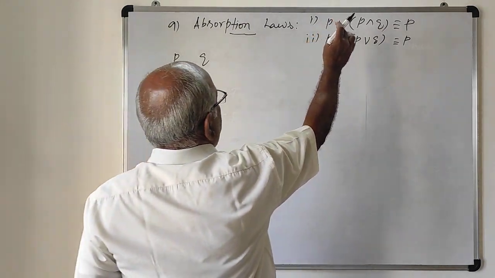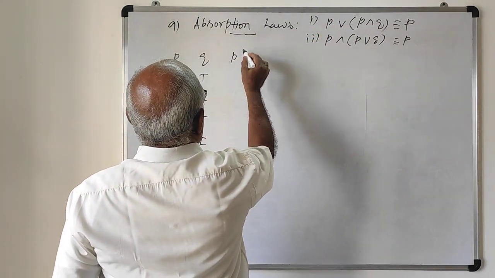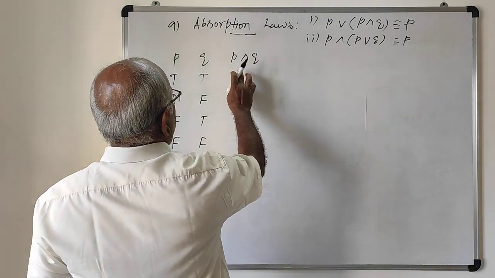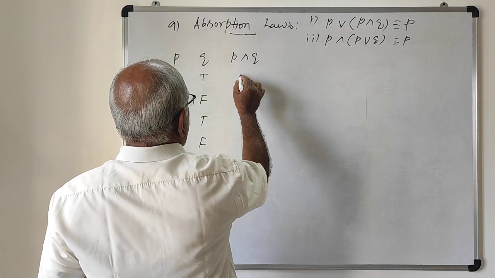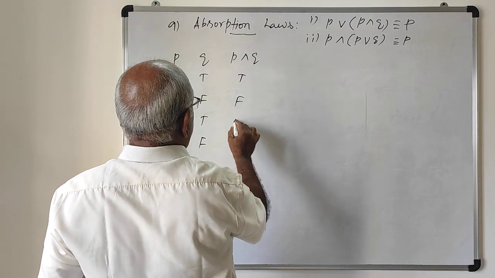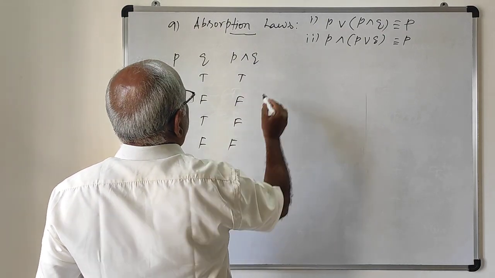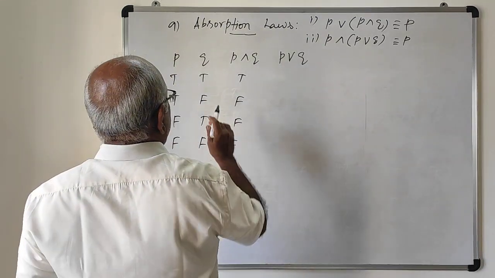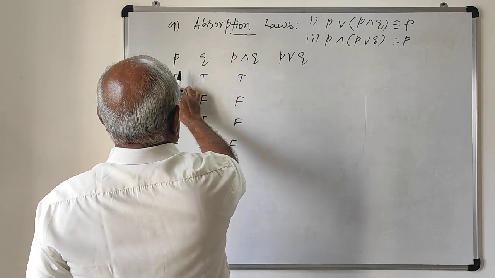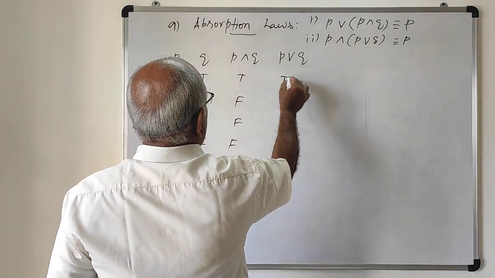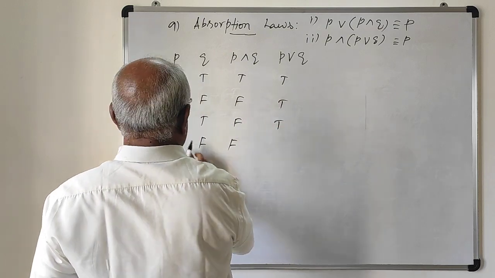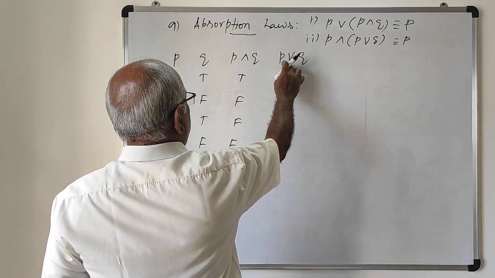We want P conjunction Q. P conjunction Q, both are T is T, the rest of the rows are F. Next one, P disjunction Q, in this case both are T, truth value is T. Anyone is T is also truth value T. Both are F, the truth value is F for disjunction.